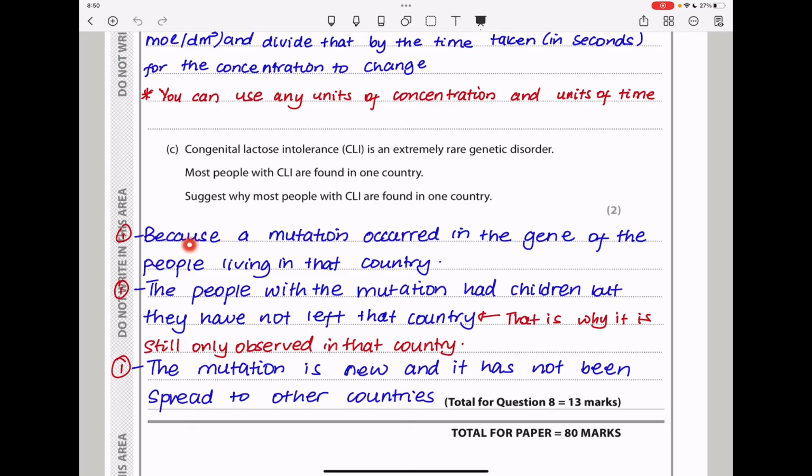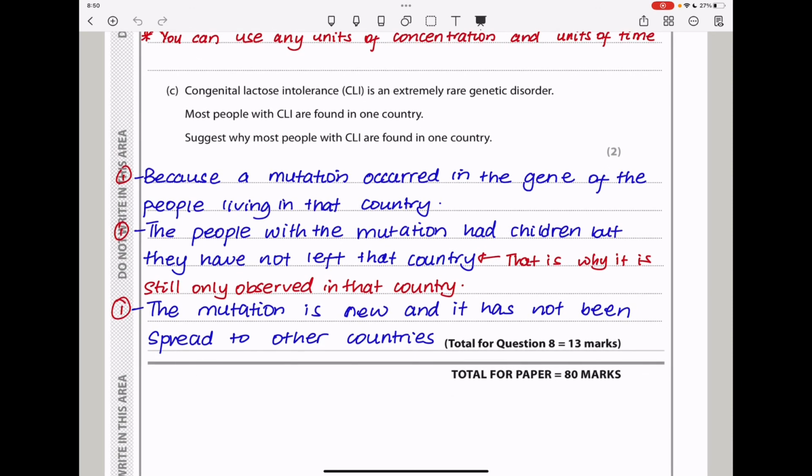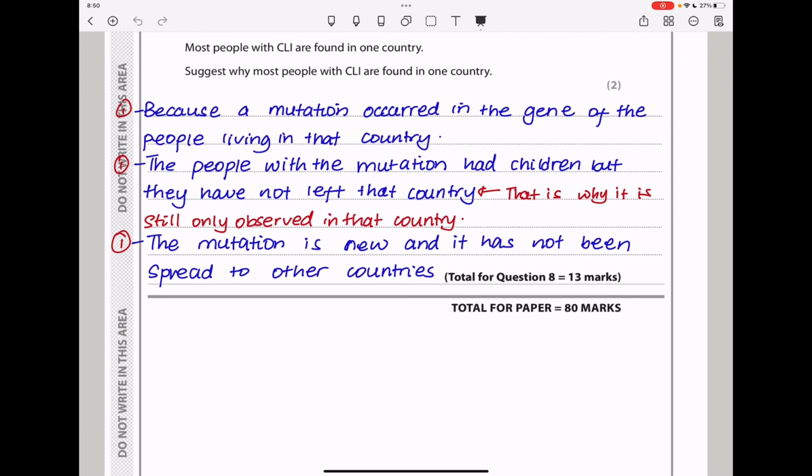So I said, because the mutation occurred in the gene of the people living in that country, the people with the mutation had children, but they have not left the country. So the mutation is new and it has not been spread to other countries. That is the only reason as to why it could be present in only one area. So this brings us to the end of question 8 as well as the end to this paper.